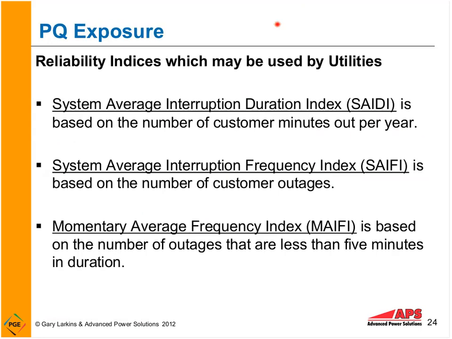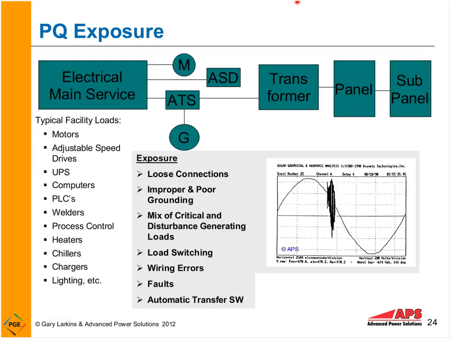And the utilities generally keep track of their reliability. In other words, are they seeing interruptions? And they track these. In many cases, they report them to the Public Utility Commission. How are we doing? Are we keeping our customers in power? What's our reliability look like? And here's just a sampling of some of those indices used by utilities.